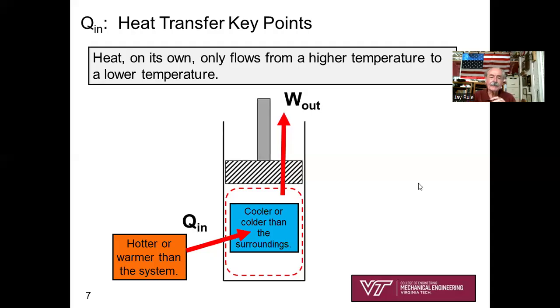But one thing you do know is that heat on its own only flows from a higher temperature to a lower temperature, and that is a key for identifying heat transfer. You've got two substances or two systems, and one system has got to be hotter than the other. That's the only way you can have heat transfer. And so in my little sketch, just to drive it home, my surroundings are hotter or warmer than what's inside the system, and the system is either cooler or colder than the surroundings. So that's the point I'm trying to make there.